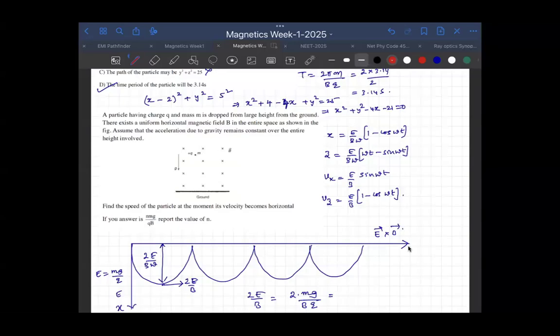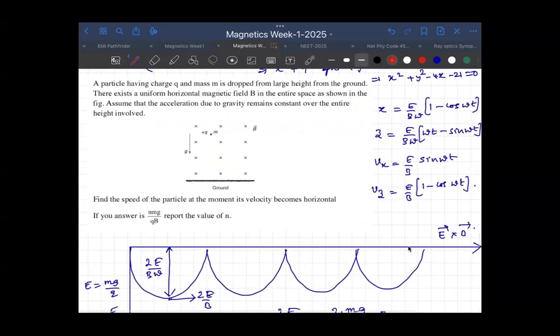Right. Now you see this question. A particle having charge q and mass m is dropped from a large height from the ground. There exists a uniform horizontal magnetic field in the entire space as shown in the figure. Assume that the acceleration due to gravity remains constant over the entire height involved.